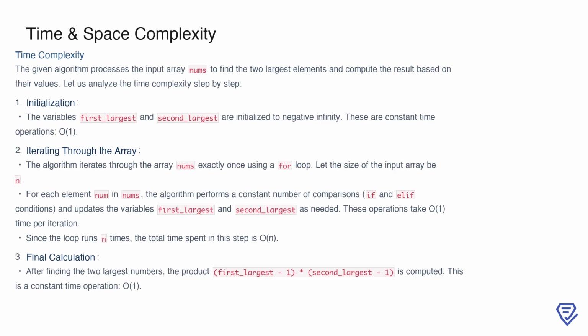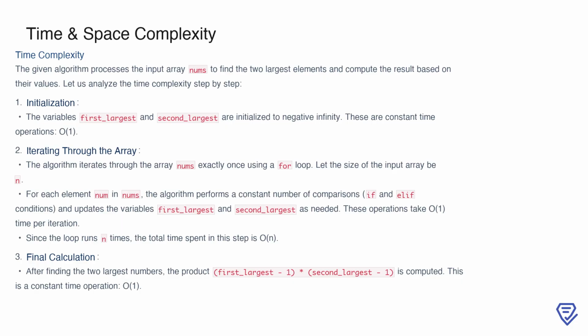First, we initialize two variables, first_largest and second_largest, to negative infinity. Since this is simply assigning values to variables, it takes constant time, or O(1). Next, we iterate through the array nums using a single for loop. If the array has n elements, the loop runs exactly n times. For each iteration, we perform a constant number of operations, like comparisons and updates to the two variables. Since these operations don't depend on the size of the input, each iteration is O(1), and the entire loop is O(n).